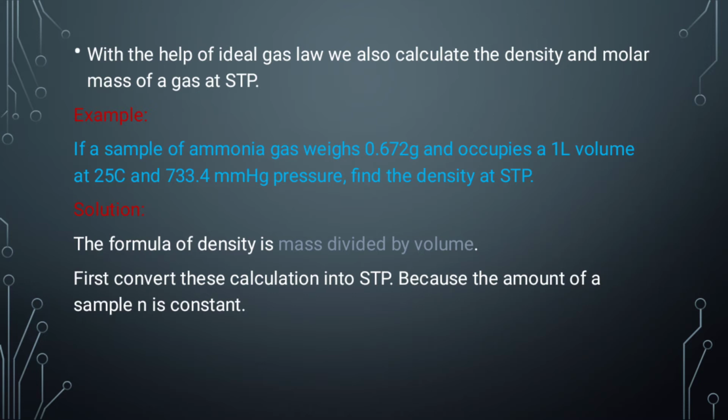With the help of the ideal gas law, we can also calculate the density and molar mass of a gas at STP. For example, if a sample of ammonia gas weighs 0.672 gram and occupies 1 liter volume at 25 degrees Celsius and 733.4 mmHg pressure, find the density at STP. Solution. The formula of density is mass divided by volume. So D = M/V. First convert these conditions into STP because the amount of the sample, n, is constant.